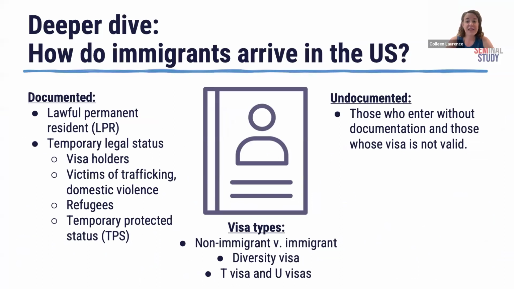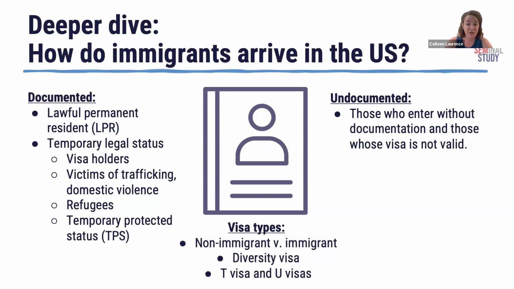The previous timeline highlights the ways in which immigrants arrive in the U.S. and how they can be shaped by historical precedent as well as politics. We're going to discuss what this process can look like for different types of migrants today. First, immigrants may arrive in the U.S. either with or without documentation. Those who are documented include those who are granted or become lawfully permanent residents, colloquially known as green card holders, people with visas, recognized victims of trafficking or domestic violence, refugees, and those with temporary protected status.